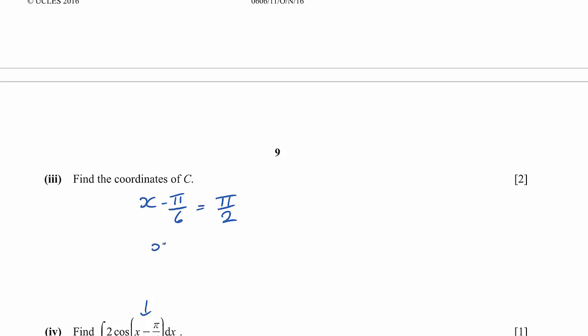So x is going to be pi by 2 add pi by 6, and that's 3 pi by 6 add pi by 6, which is 4 pi by 6, which cancels down to 2 pi by 3. So we have that C is (2 pi by 3, 0).